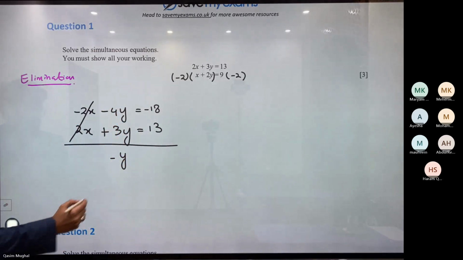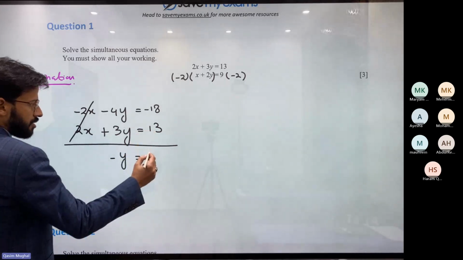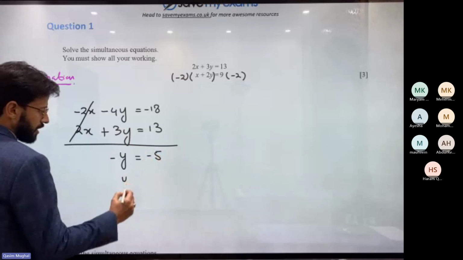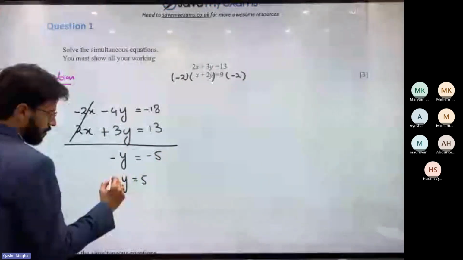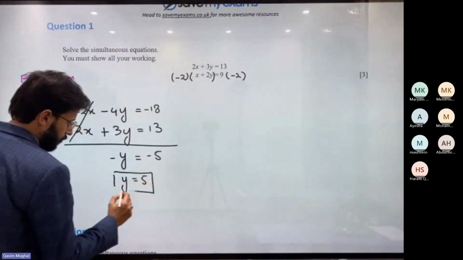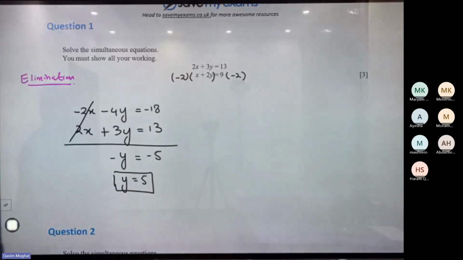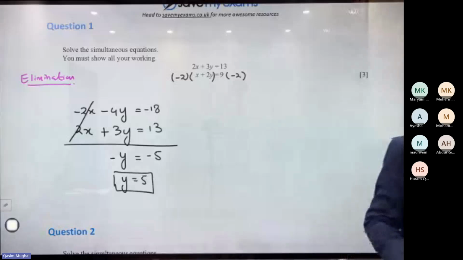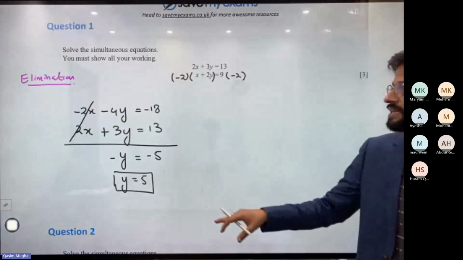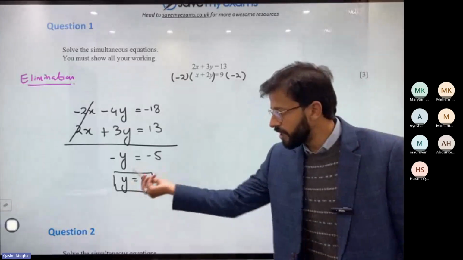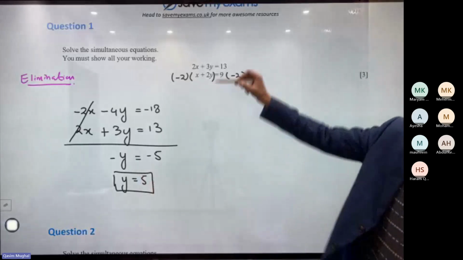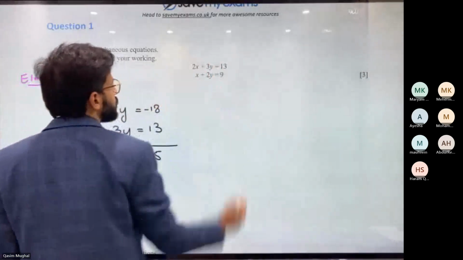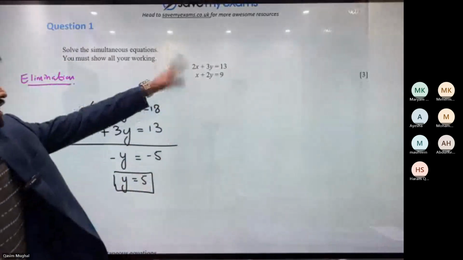Once I have that variable eliminated, minus 4 plus 3 is going to give you minus y, or plus y? Minus y. Minus 18 and plus 13 is going to give you minus 5. So basically y is equal to 5. You have solved for y. Solving simultaneous equations means you need to give the value of x and the value of y. I have the value of y. Now I need the value of x. You can use this value of y and substitute it in either of these two original equations. So you can use either of these two.